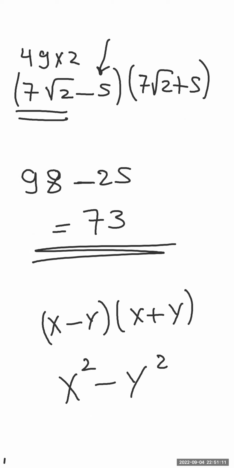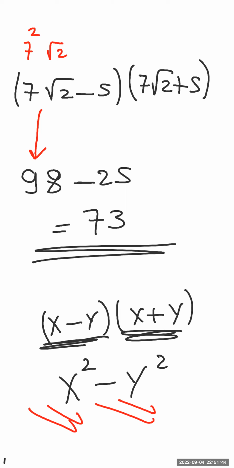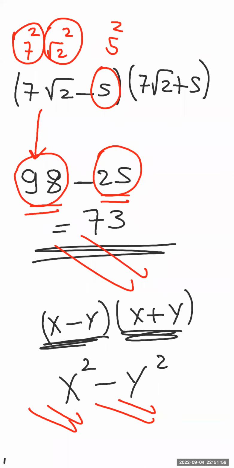Now this one is also clear, guys? Yes, Master. Can you repeat it? Yes, sure. This question is in the form of x minus y times x plus y, correct? So x minus y times x plus y means the first term squared minus the second squared. So first squared, 7 power 2, square root of 2 power 2, 49 times 2, 98, correct? Then minus second term squared, 5 squared, 25. So 98 minus 25, 73. Okay?